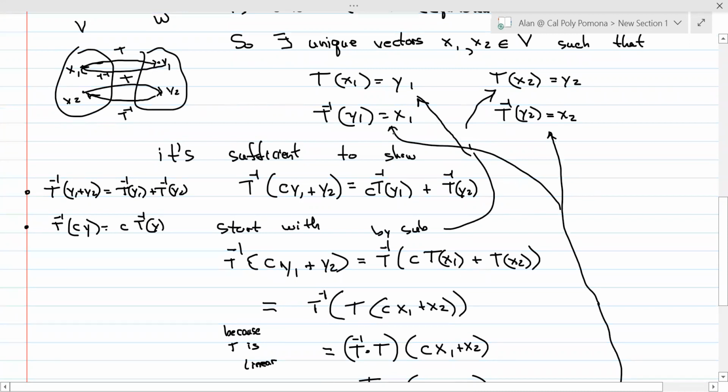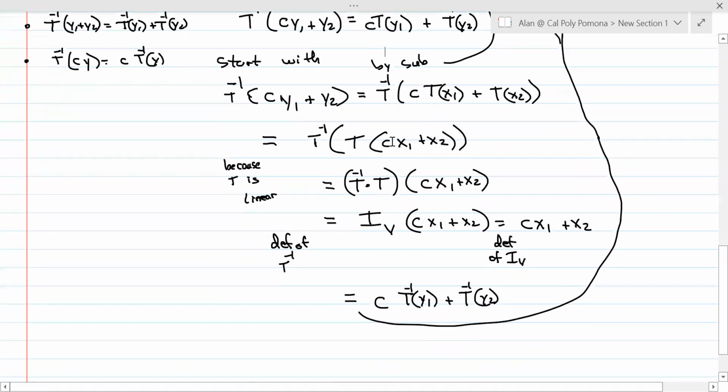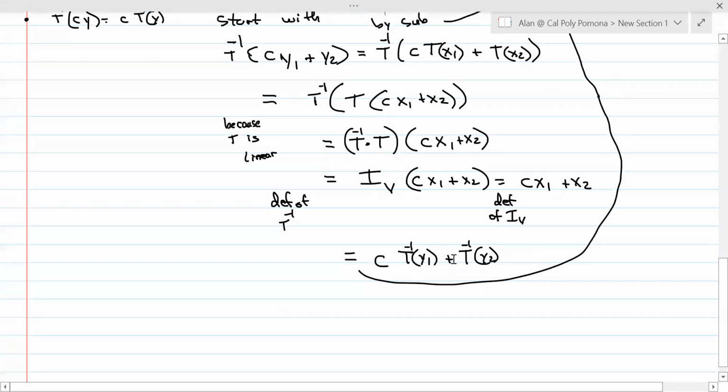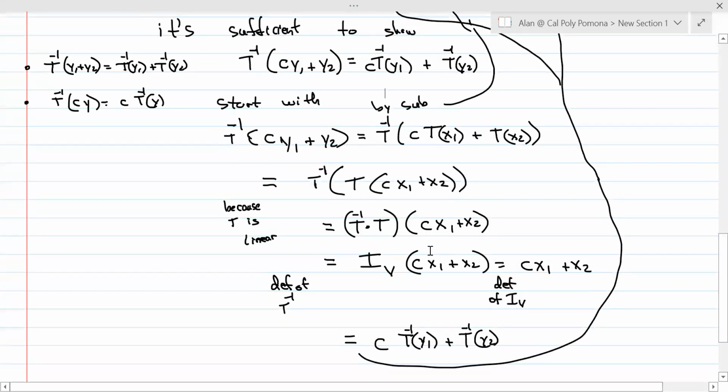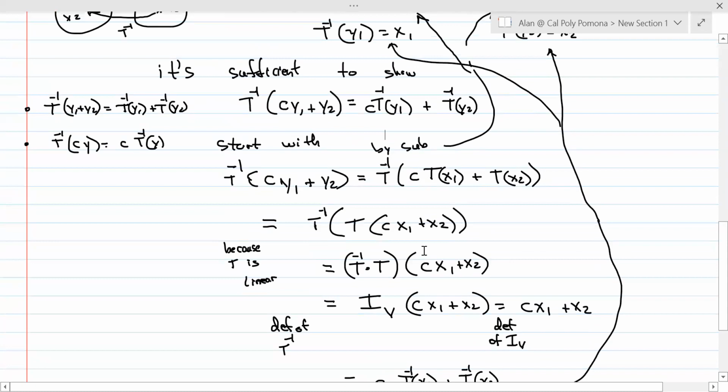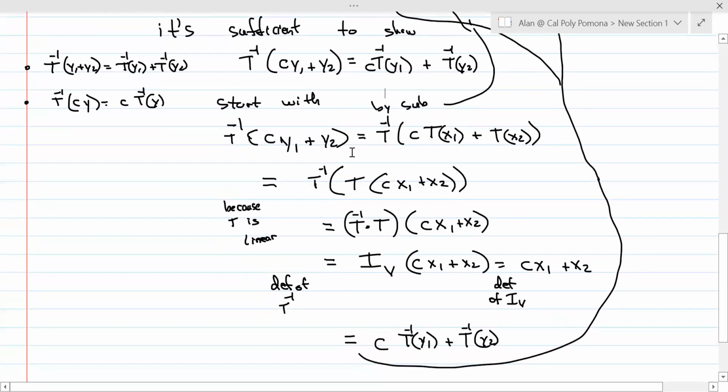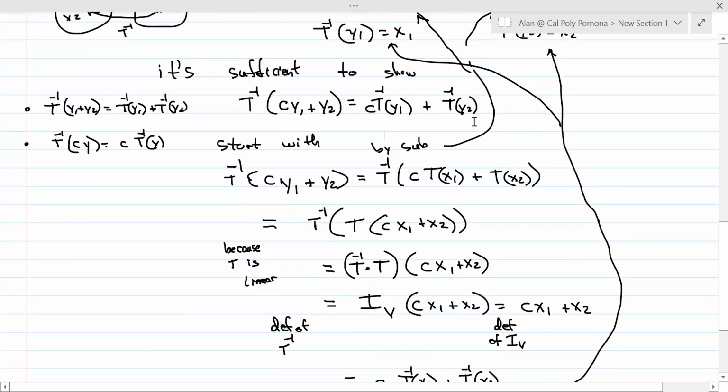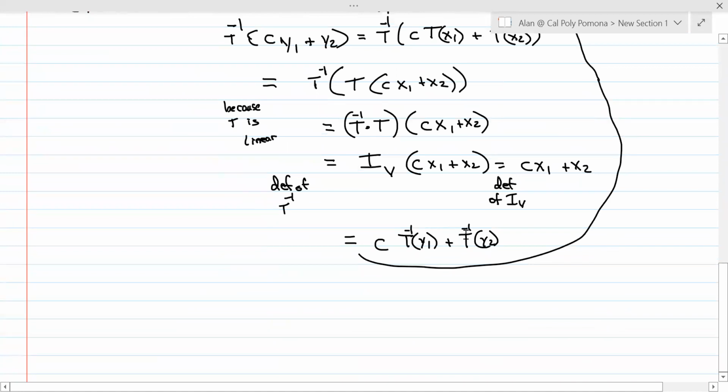So when we see X1 and X2, we can write it as T inverse of Y1, T inverse of Y2. And now we're done, because starting from the left side, we got what we said it sufficed to get. We got the thing on the right side down here. So we're done.